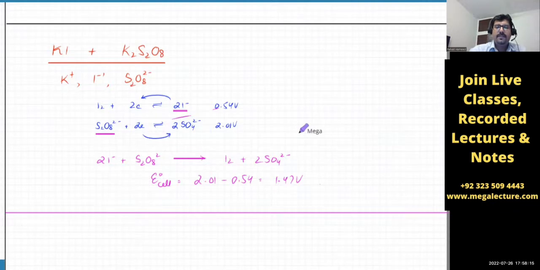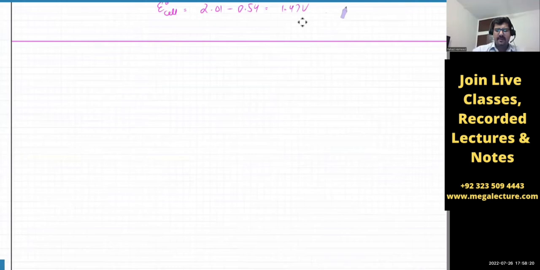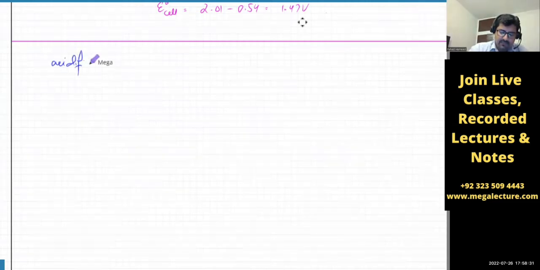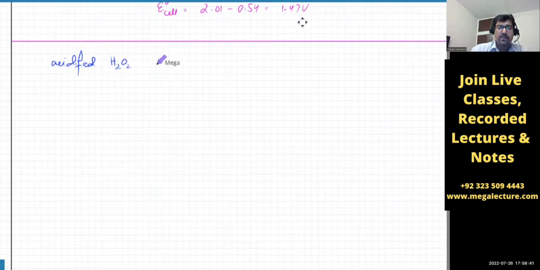Okay, so next one. Let's say I'm just doing random stuff. Remember we can predict any reaction. So let's say I want acidified H2O2 and it's reacting with SO2, and I want to predict what the reaction is. Acidified means I've got H plus 1 as well. So I've got reactants.